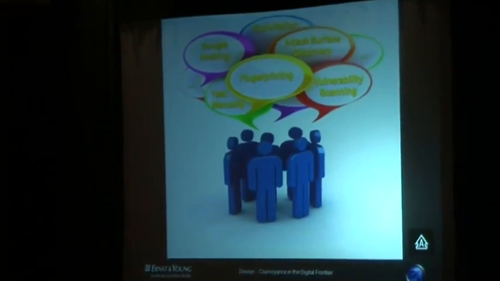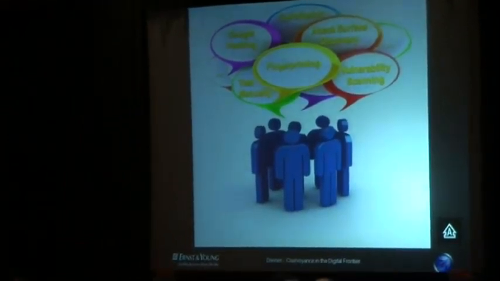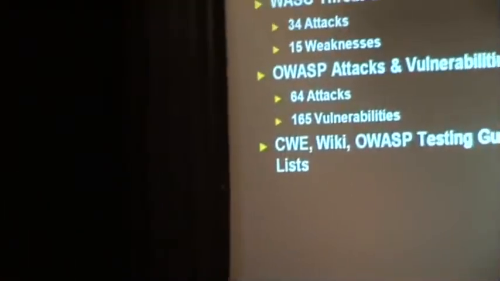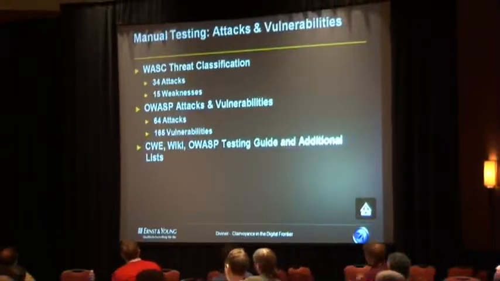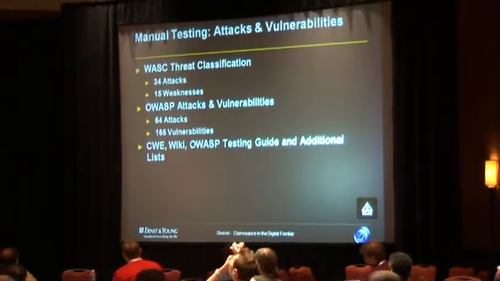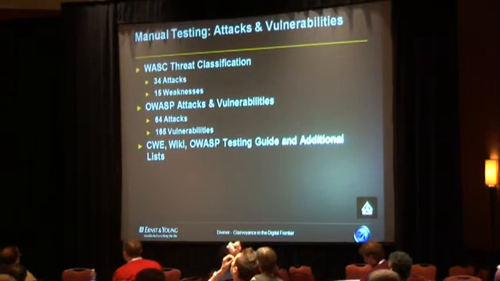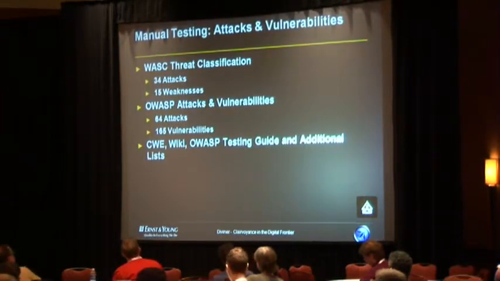So eventually, when we get to the manual penetration testing phase, there's still plenty of tasks that we need to perform, and plenty of attacks that we need to test in each and every section of the application. How many attacks? Well, it depends. According to OWASP attacks and vulnerabilities, probably the biggest list on the internet, there's at least 64 different types of attacks and at least 165 different vulnerabilities. According to us, there's 34 different types of attacks and 15 weaknesses.